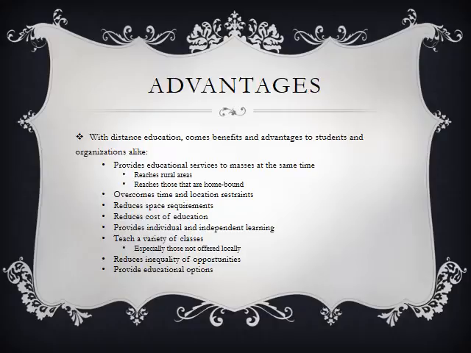It reduces the inequality of opportunities, and that goes back to people that are in rural areas or homebound. If you're at home, you have access to the same course that someone does on the campus. So that helps reduce the inequality of opportunities by giving people in both situations the same opportunity. And this is providing educational options. Just because you can't go to a campus anymore doesn't mean that you can't get a great education.